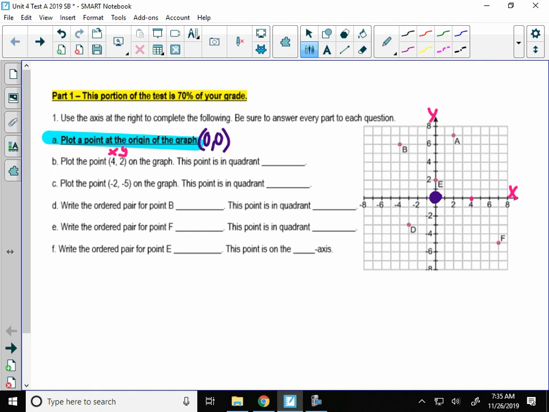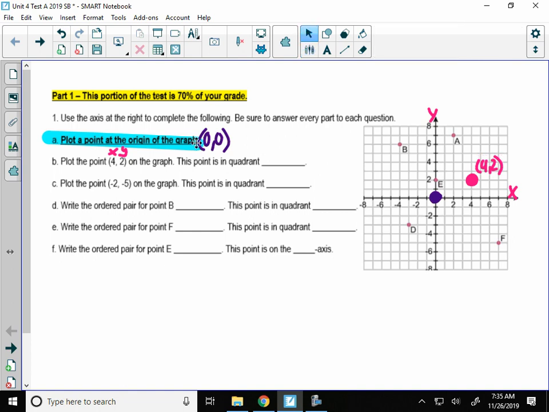You don't have to put a point. I'm just showing you where it's at. And then positive 2 means you go to 4 and then up 2. This is the point 4, 2 right here. You don't have to label it, but you need to know that's where 4, 2 is. Now, it says this point is in which quadrant?